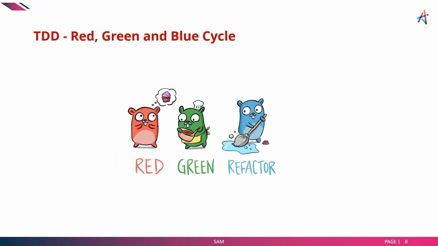This is the cycle of a TDD team: the red, green, blue cycle. Can some of you please tell me what is meant by the red cycle? What is red in TDD? Any idea? This is the whole cycle of TDD, test-driven development. What do you mean by red?